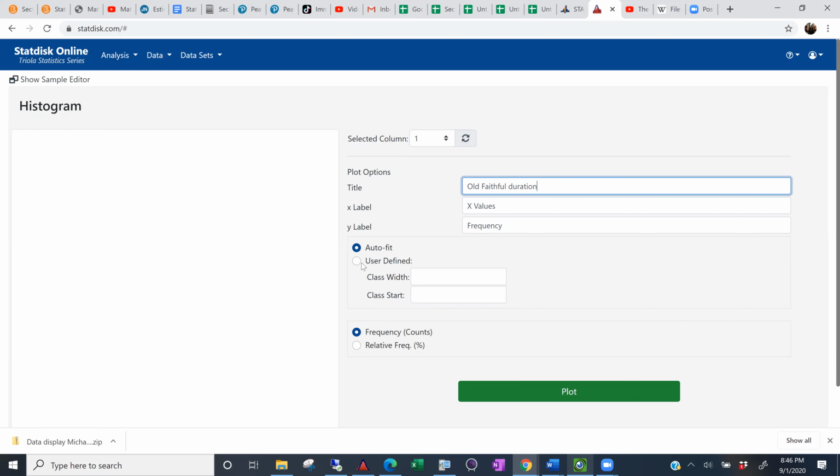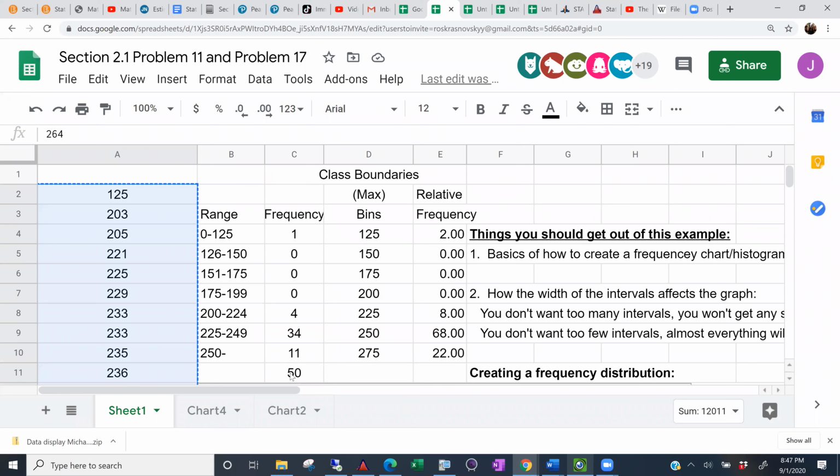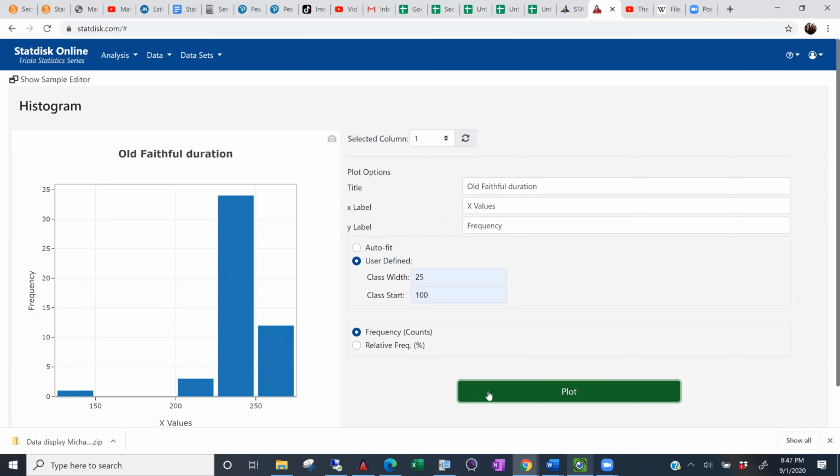And let's actually do something down here. Instead of clicking auto fit, let's click user defined. Now our class width for the previous example in section 2.1 was 25. That's how wide our classes were. And they started at 100. So let's click both of those. And then take a look at a graph of our frequencies. What's going to happen is that we're going to see bars that are drawn proportionate in height to these frequencies. So, okay, let's take a look at that. When you're ready, press plot, and you should see something like this.